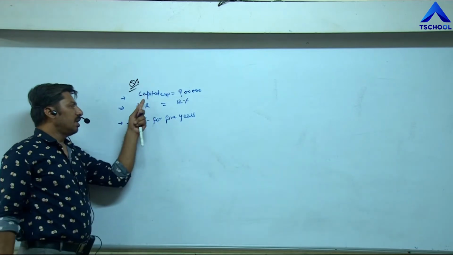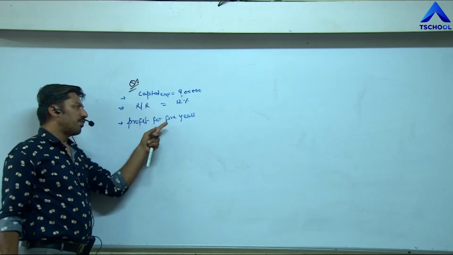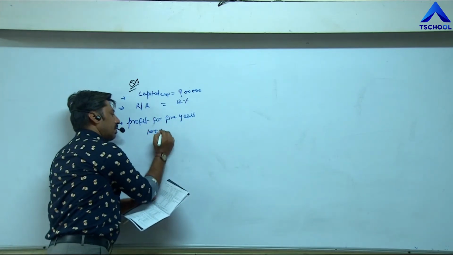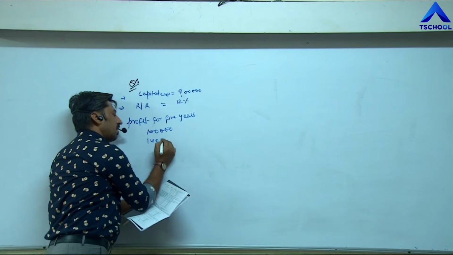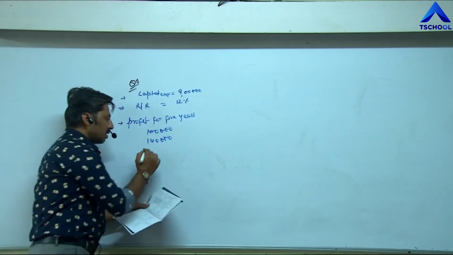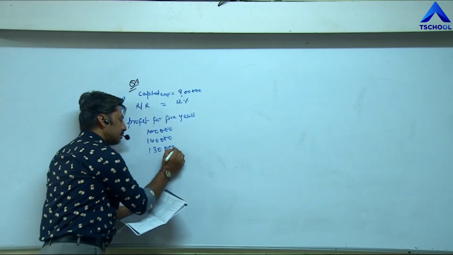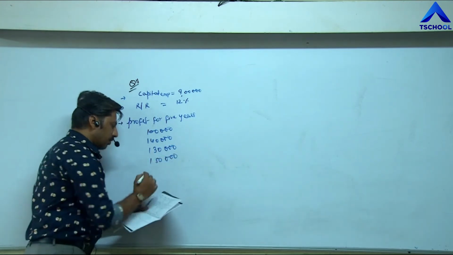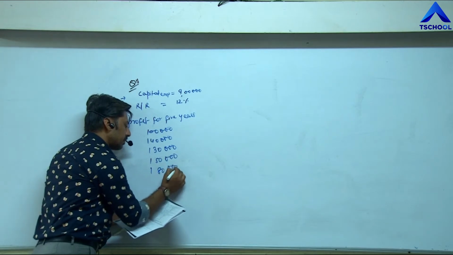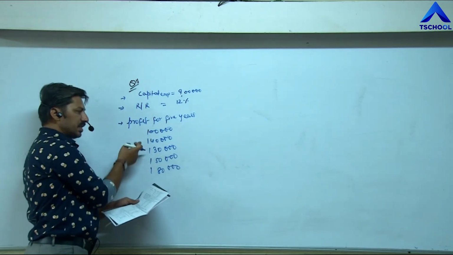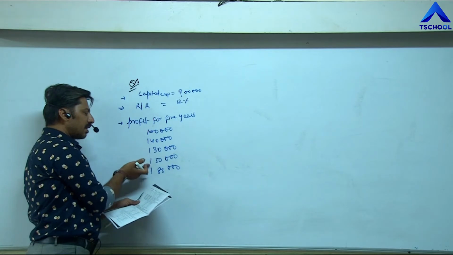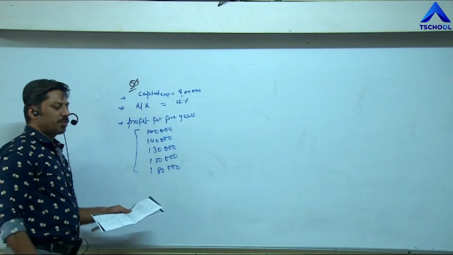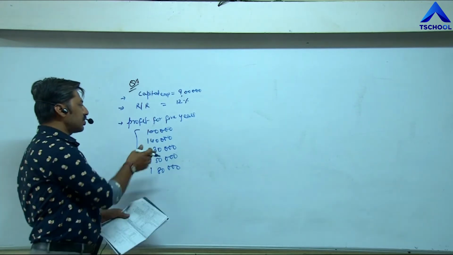Capital employed is given, rate of return is given, then profit for 5 years is given: 1 lakh rupees, 1 lakh 40,000, then 1 lakh 30,000, then 1 lakh 50,000, and last 1 lakh 80,000. The profit increases, then decreases, then again increases, so it shows a fluctuating trend. That's why we have to apply the simple formula for calculating average profit.